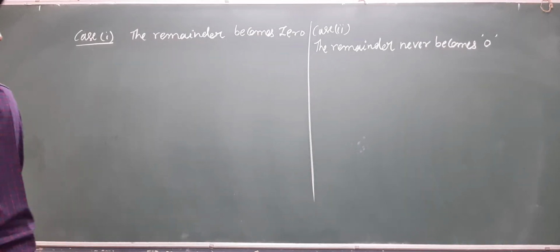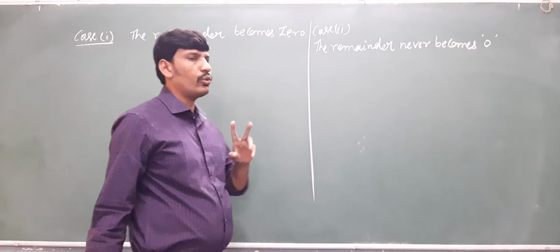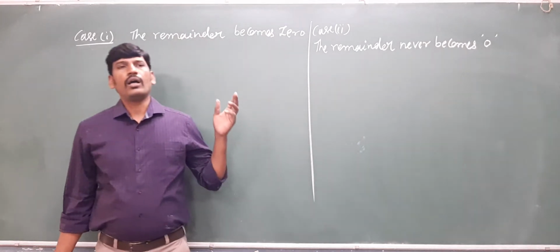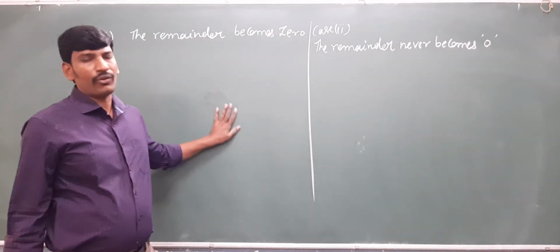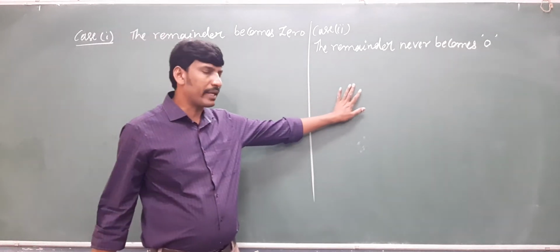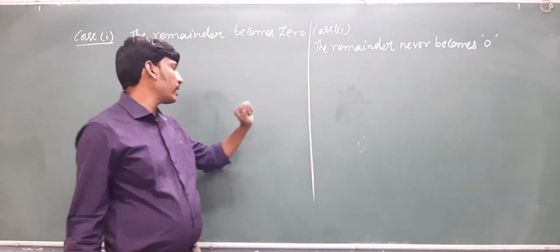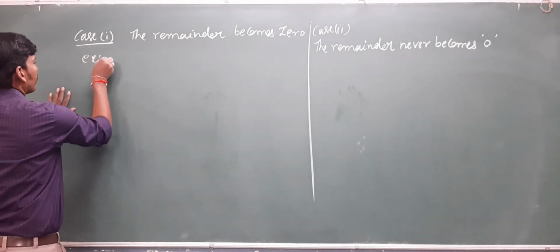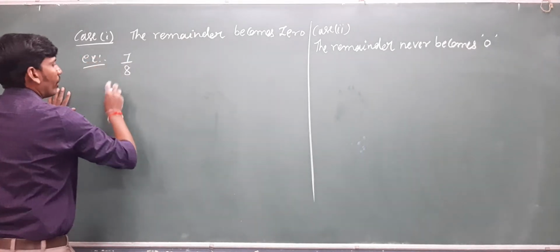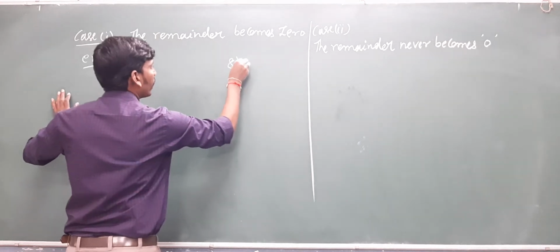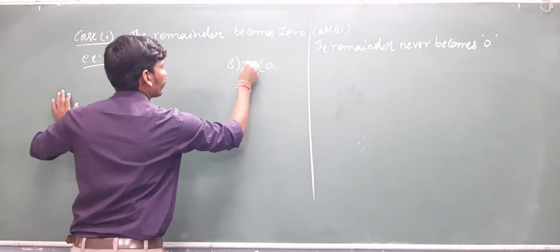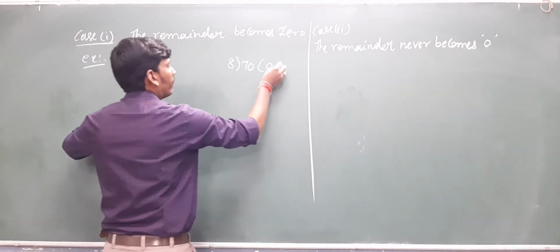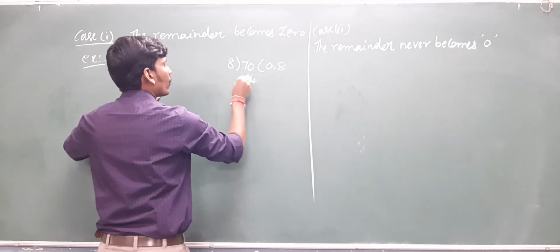Now, children, just now we discussed that 2 cases will arise. If the remainder becomes 0, what will happen? If the remainder never becomes 0, what will happen? We are going to discuss now. See this example: 7 by 8, we will divide 7 by 8. What will happen here? After some time, the remainder will become 0. Clear?